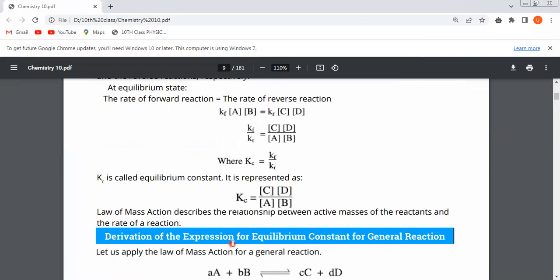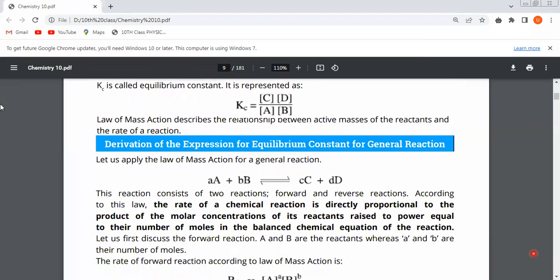Derivation of the expression for equilibrium constant for a general reaction. Let us apply the law of mass action for a general reaction: small a A plus small b B forward and reverse to small c C plus small d D. This reaction consists of two reactions, the forward and the reverse reaction.